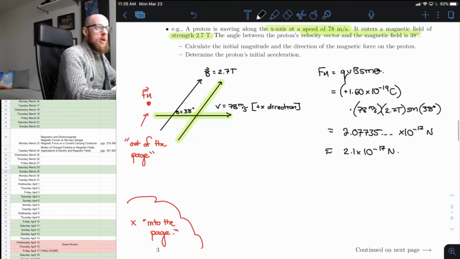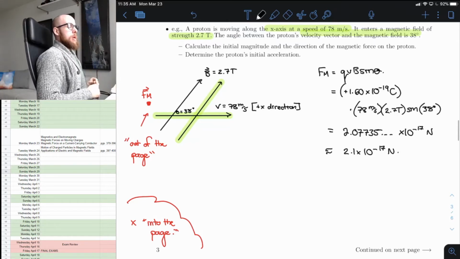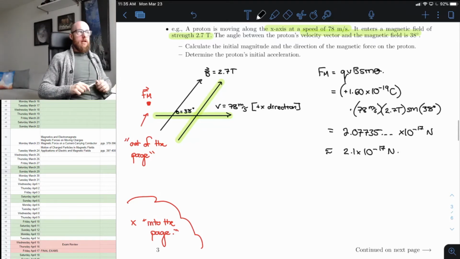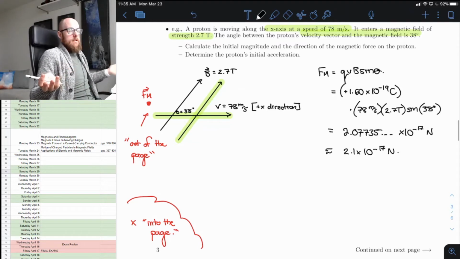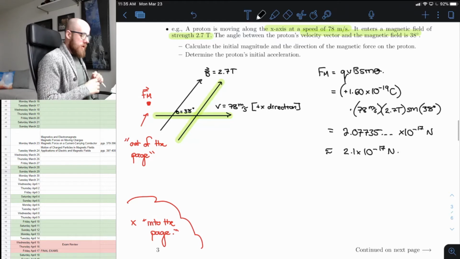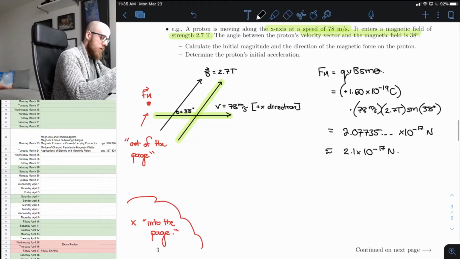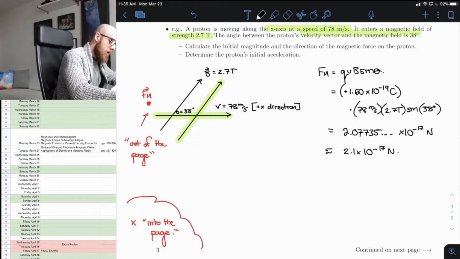Okay, so we have the initial magnitude of the magnetic force. Now let's figure out the initial acceleration of the proton. For this, we know what the force is. We can look up what the mass of the proton is, so we can figure out what the initial acceleration of the proton will be. So this is just F equals ma. All right, so there's part A.